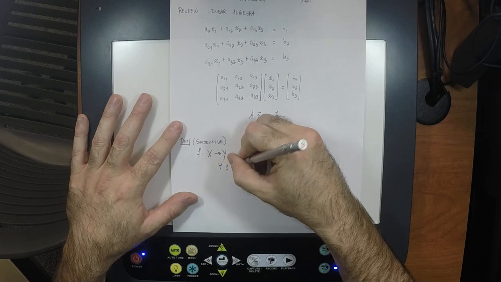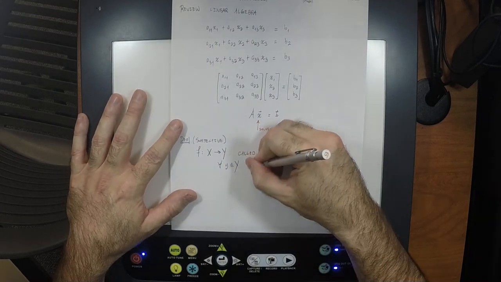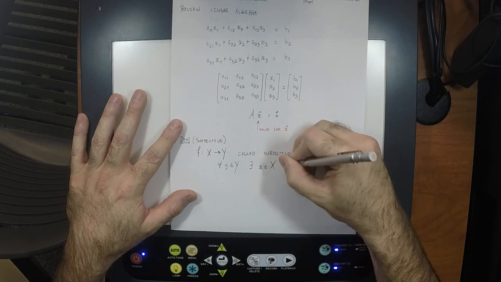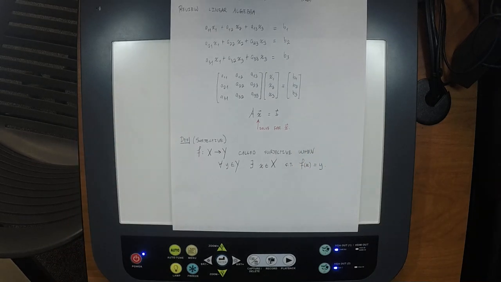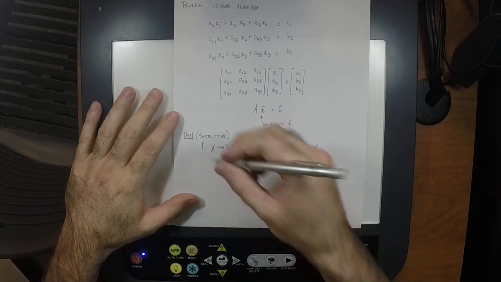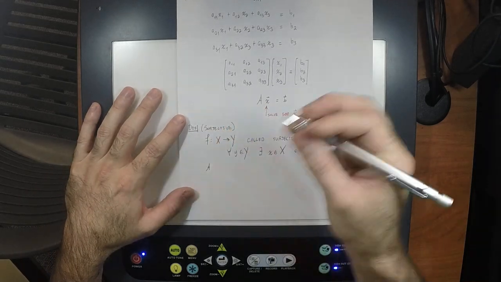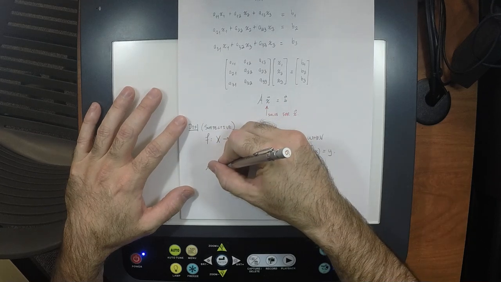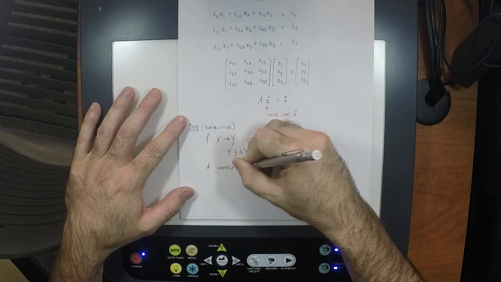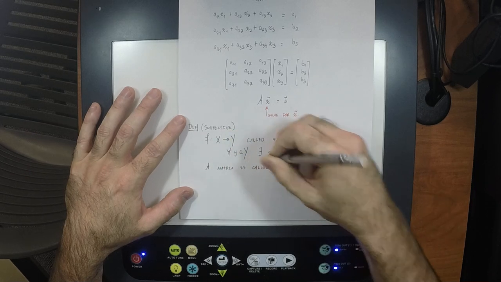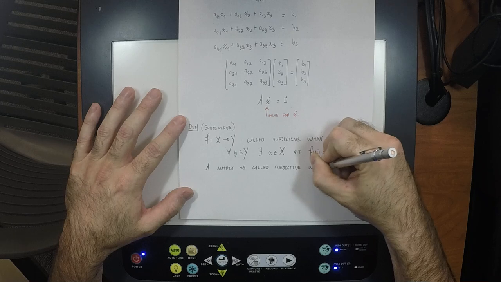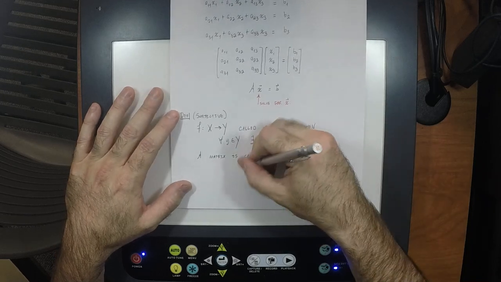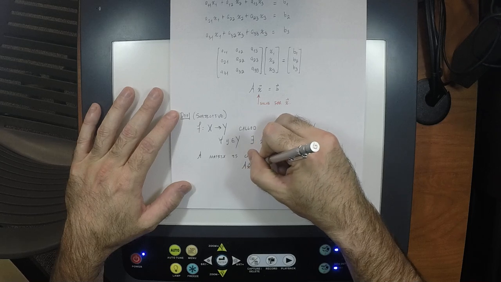For all y in set Y, for all elements y in set Y, there exists an element x in set X such that f of x is y. So what that means in terms of equations and in terms of linear algebra: a matrix or a linear map, but I'll just abuse the notation and say a matrix, is called surjective when AX equal to B always has a solution.